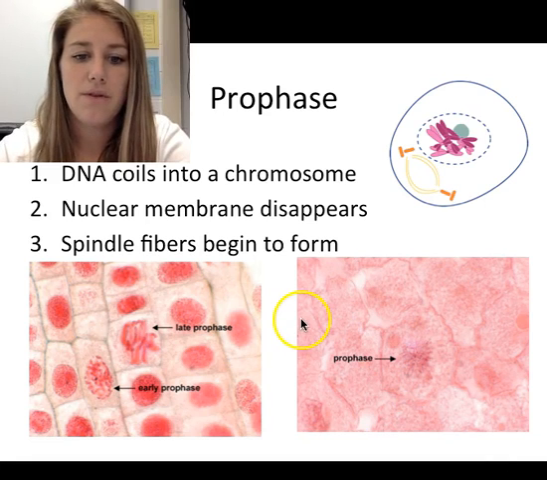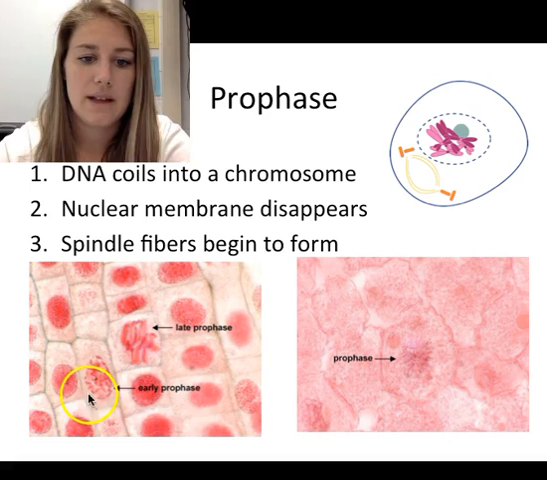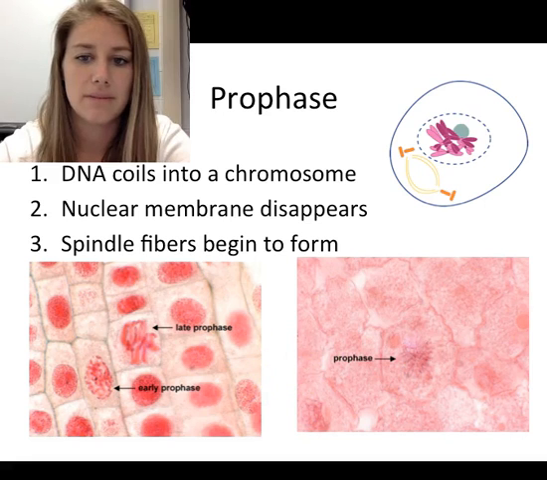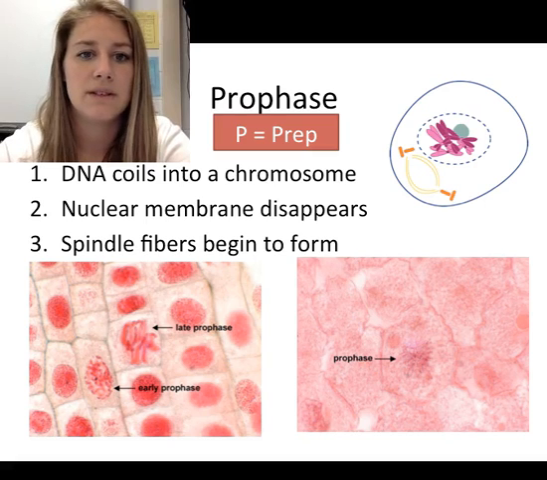So you can see prophase, right, looks like this. It looks like a regular cell, but instead of having dark circles with the nucleolus inside, you're able to see the chromosomes a little bit more clearly, and the nuclear membrane is definitely disappearing. A good way to remember prophase is P is for prep. So this is our prep stage. We're getting ready for mitosis. We're getting ready for the cell to divide.